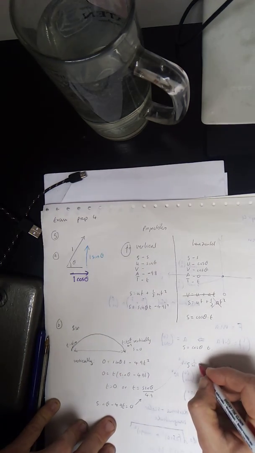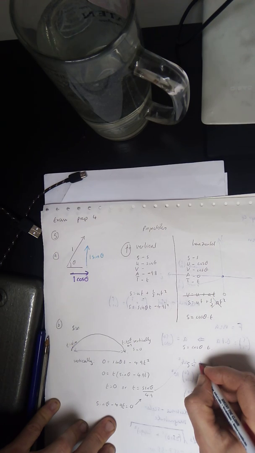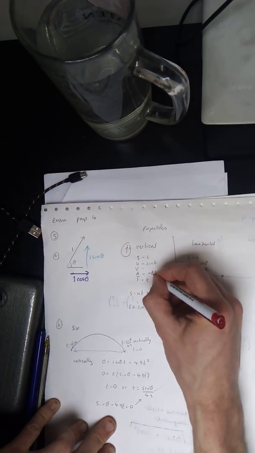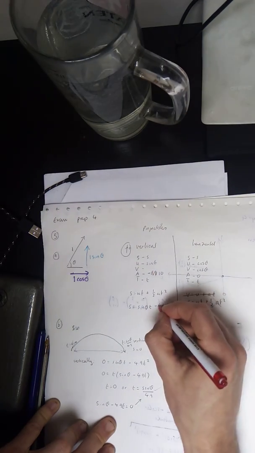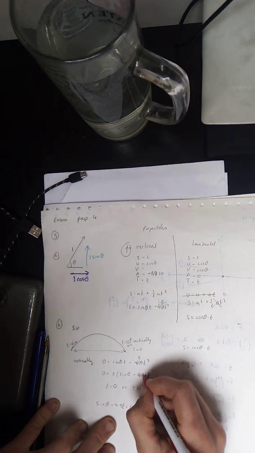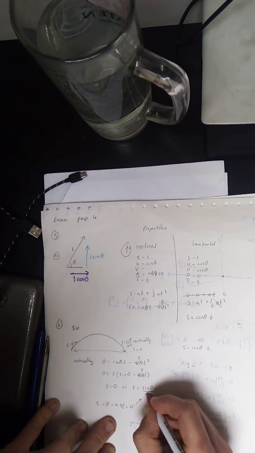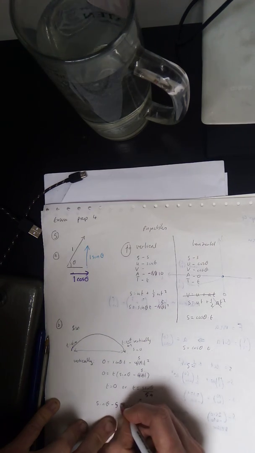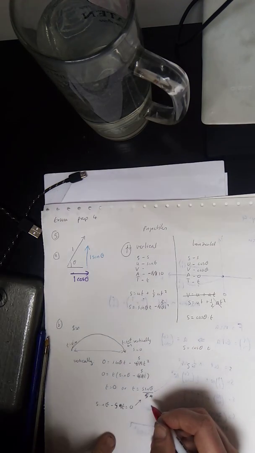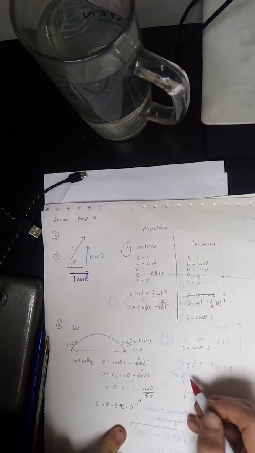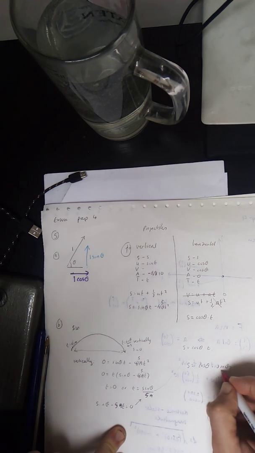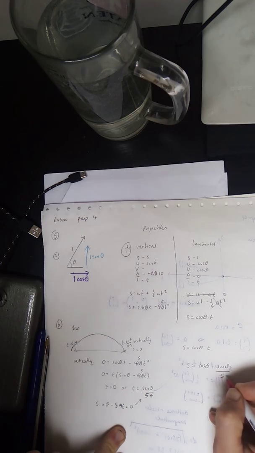So S equals, G is equal to 10. There you go, all works. I was wondering where this 10 came from suddenly. Okay, so cos theta times sine theta over 5.